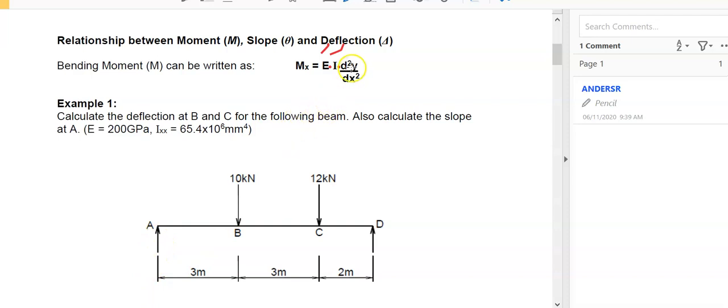Okay, so y is the vertical distance, x is the horizontal distance. Example 1. Calculate the deflection at B and C for the following beam. Also calculate the slope at A.